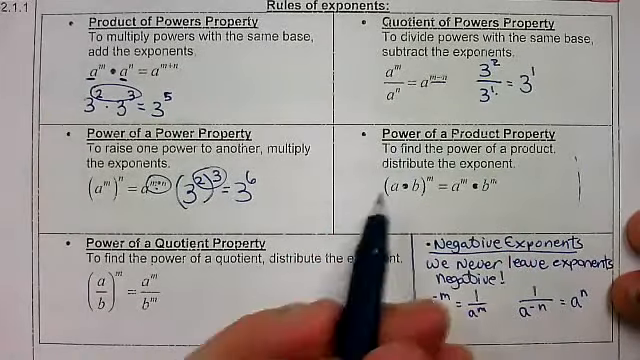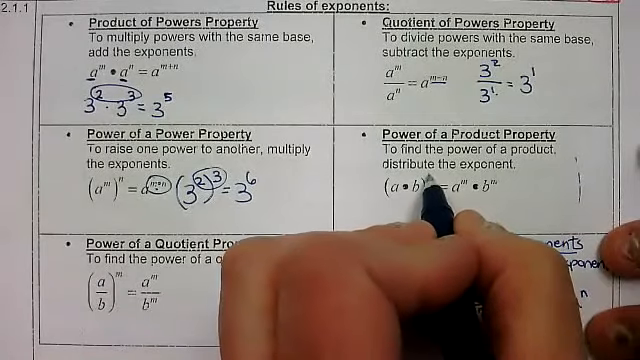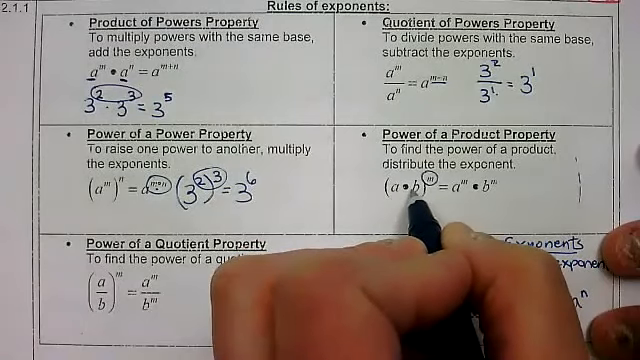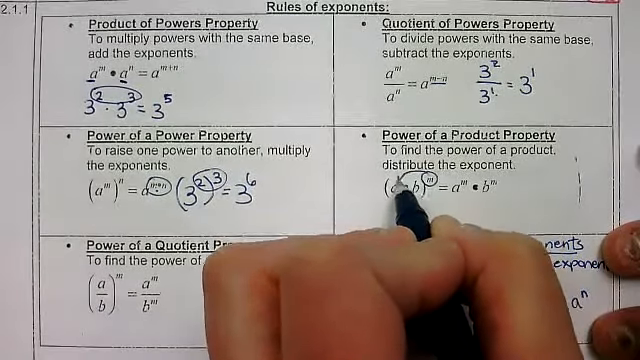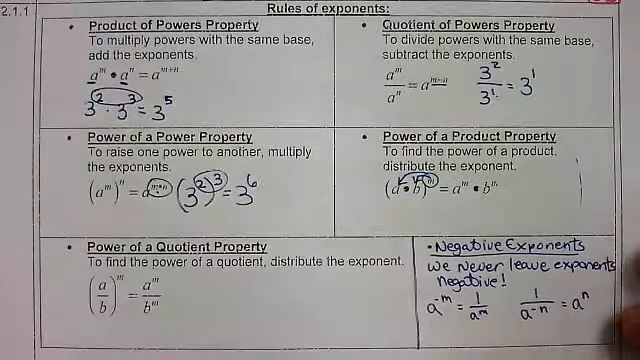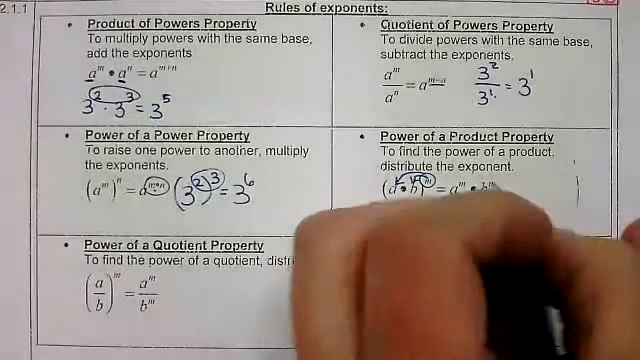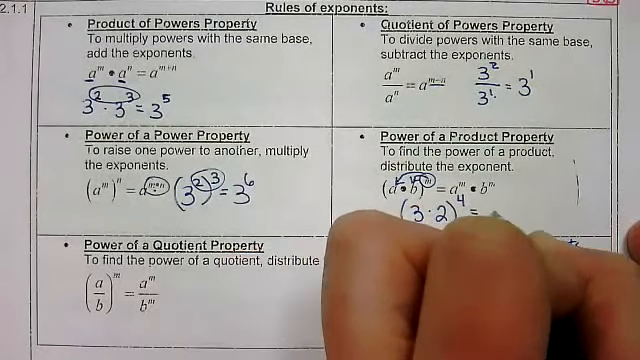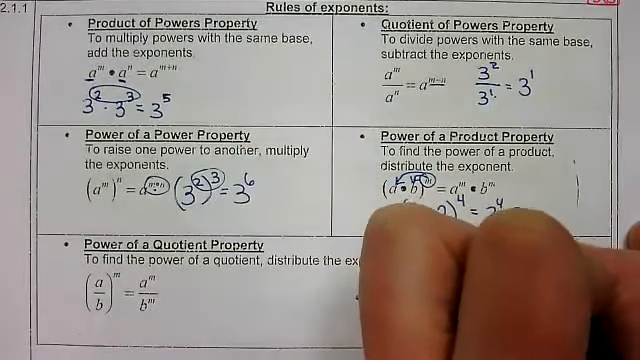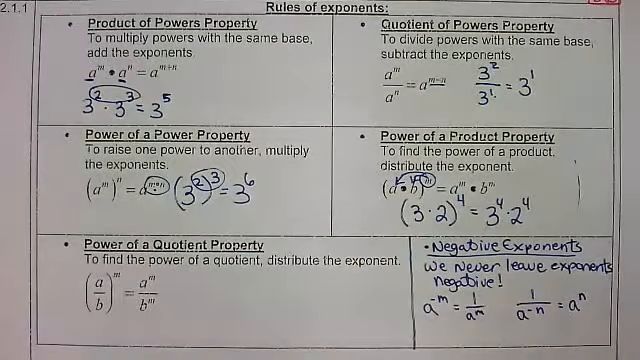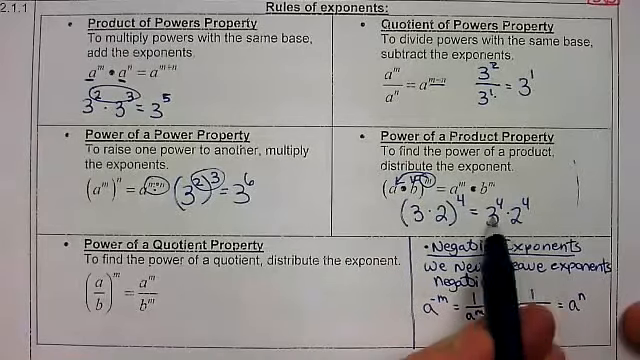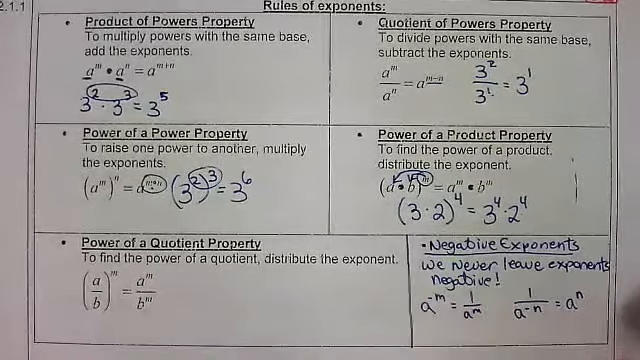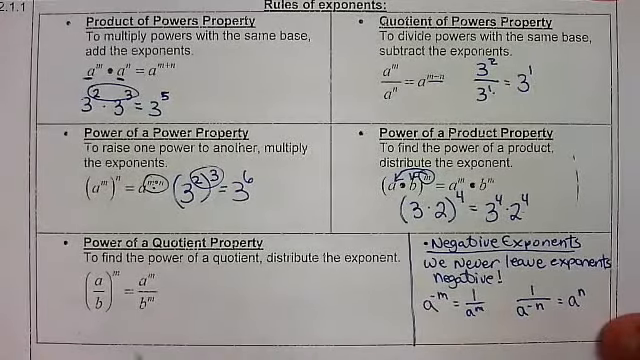And the power of a product property. Here, if I have multiplication of 2 different bases and I'm raising the whole thing to a power, I'm really going to distribute that exponent. So if I have 3 times 2 to the 4th, that's really going to be 3 to the 4th times 2 to the 4th. I can't do anything with those because these bases are not the same. I could solve it, but we're going to get into using x's and stuff, so I'm just going to leave it like that for now.